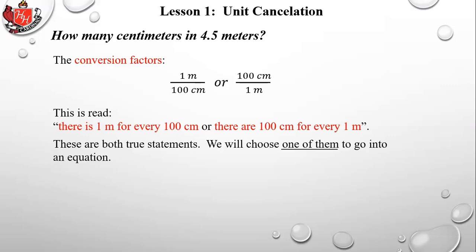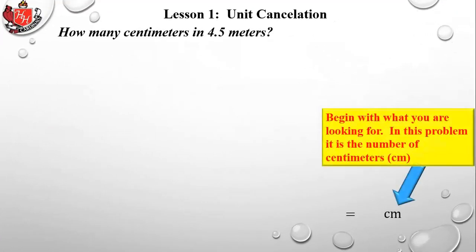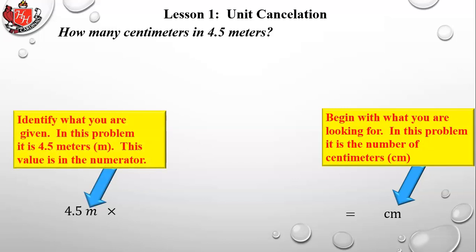In solving this problem, the first thing you ask is, what are you trying to find? What do you want at the end of this problem? The answer is, you're trying to find centimeters. So you begin with what you're looking for, and that's the number of centimeters. Then, what does the problem give you to start with? Way over on the left, you identify what you are given, and you're given 4.5 meters, abbreviation m. This value is in the numerator because it's on only one level.